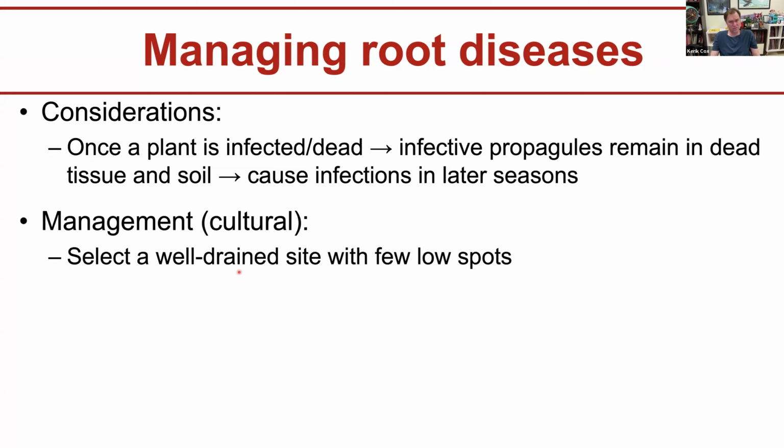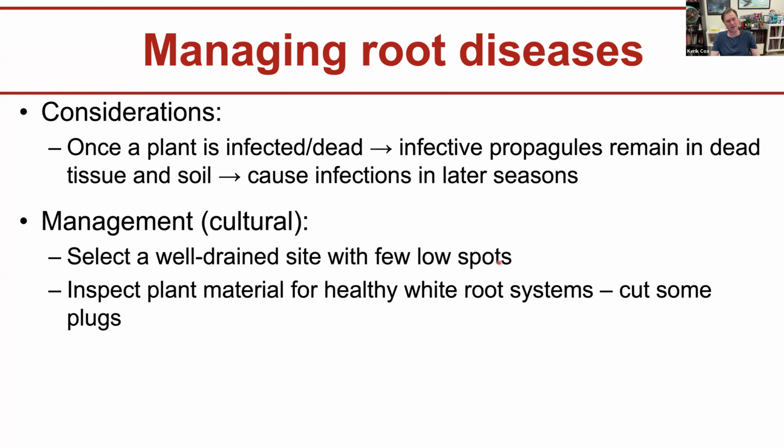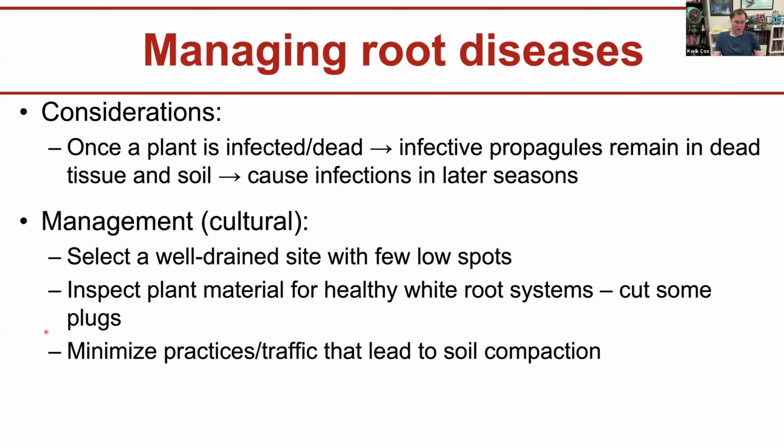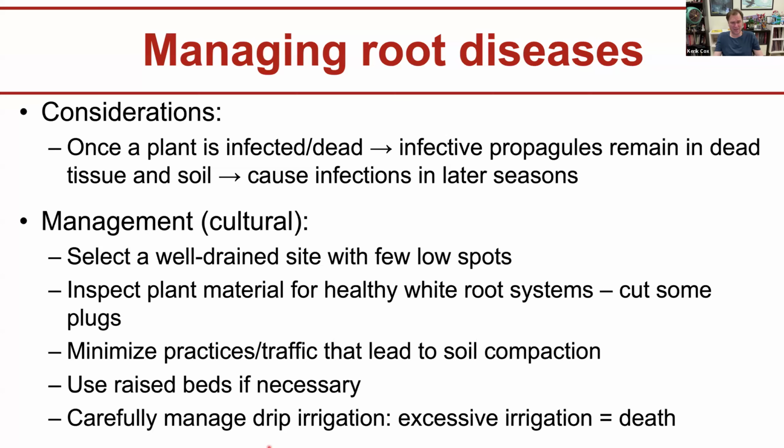The best thing you can do is good drainage. Select a good site. Don't plant in a low-lying area. Always check your plant material. If you get 3,000 plants, check every couple hundred, cut it open, make sure it's white on the inside and has a healthy root system. Try to keep traffic out of your planting. Use raised beds if you can, and careful irrigation. If you have a drought and you might over irrigate, you can end up causing death as well.